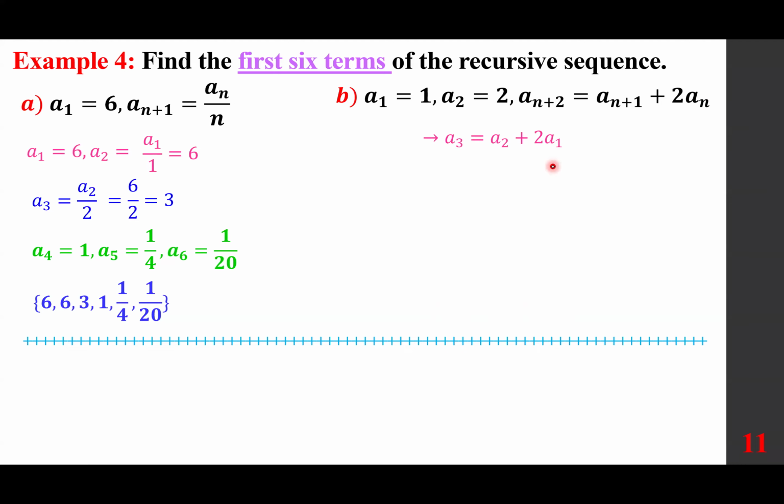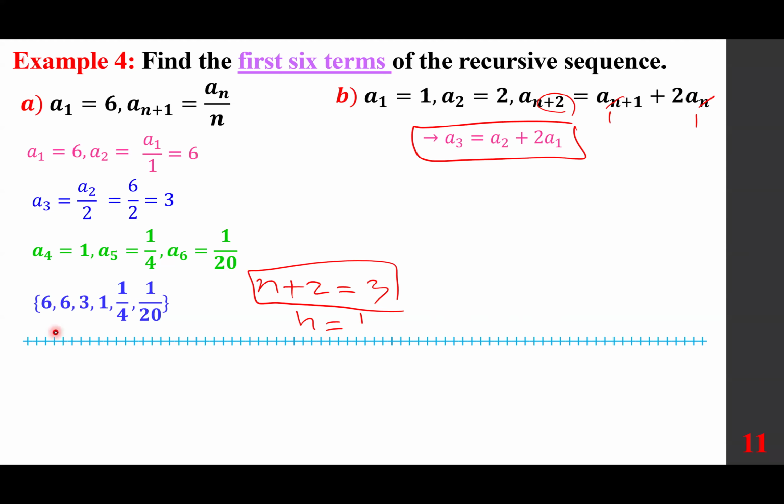Again, you can see that, or you can do this, say, okay, I want n plus 2 to be 3, right? So n becomes what? 1. If this is 1, this is exactly what you get, which means a sub 2, which is 2, plus 2 times 1, is 4.